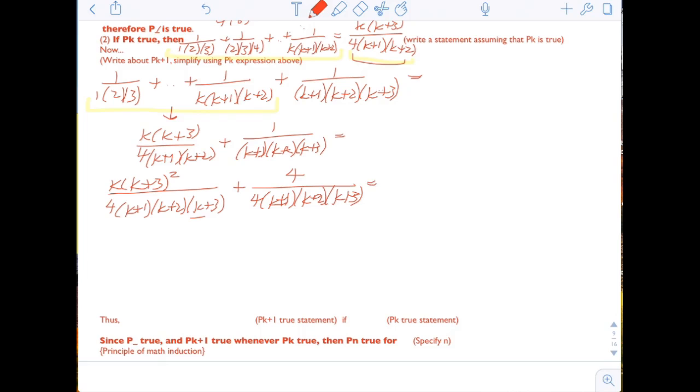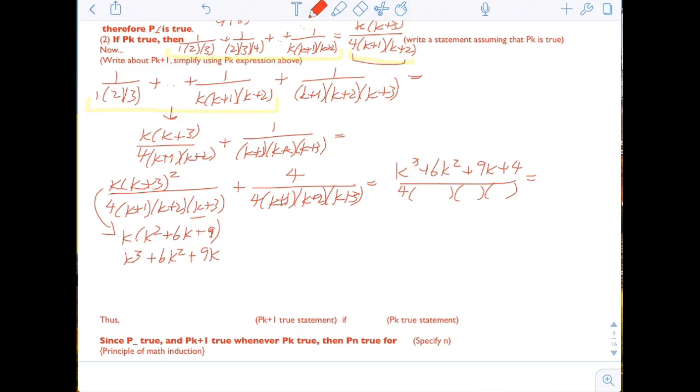Let's see. Now, if we combine that, this part here would be k times k squared plus 6k plus 9, right? And if we multiply it times k, it would be k cubed plus 6k squared plus 9k. And then it would be plus 4. So let's put that. We're going to put k cubed plus 6k squared plus 9k plus 4. And then the common denominator is 4 times something times something times something, right? Let's use the calculator and maybe see if this is a factorable equation.